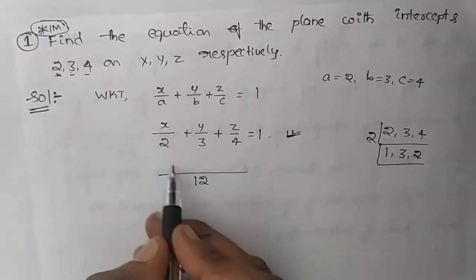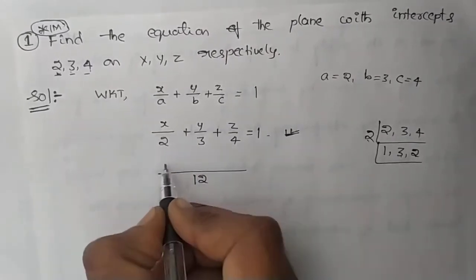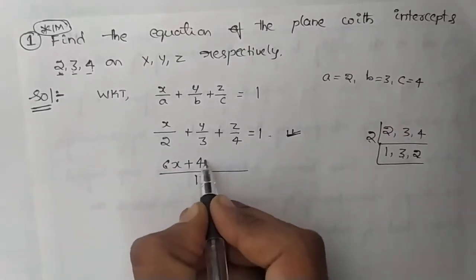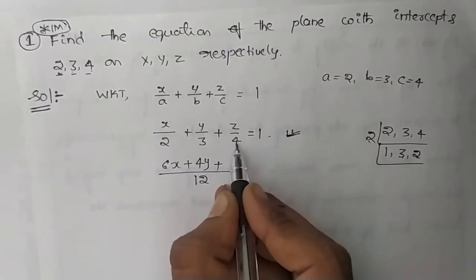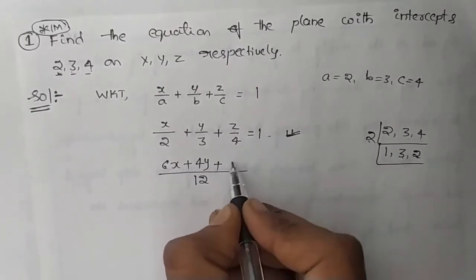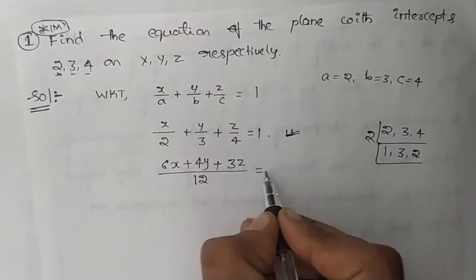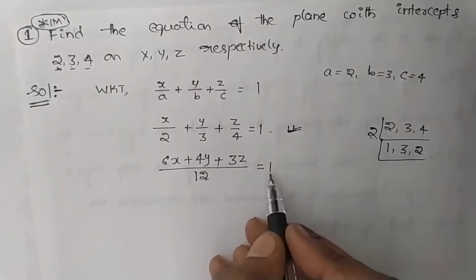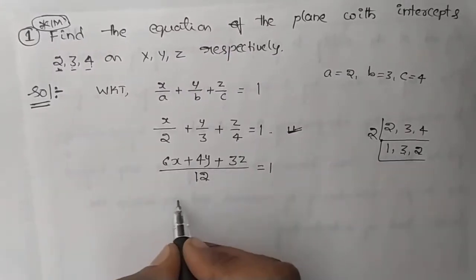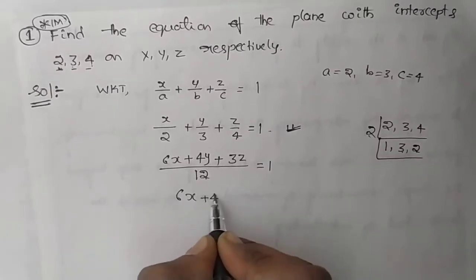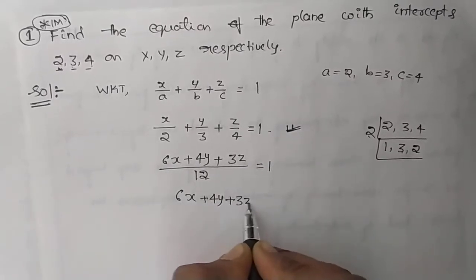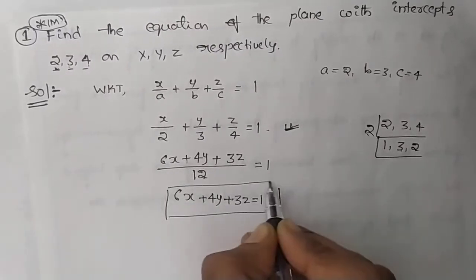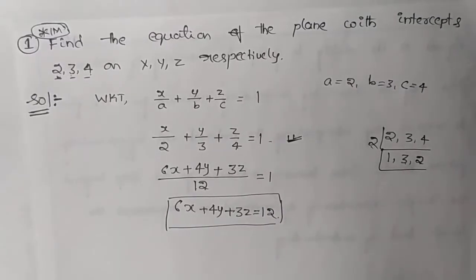Simplify it. x by 2 into 12 is 6x, plus y by 3 into 12 is 4y, plus z by 4 into 12 is 3z, equals 1. Send this 12 to the right side, 12 into 1 is 12. So 6x plus 4y plus 3z equals 12. Hence, it is the required equation of a plane.